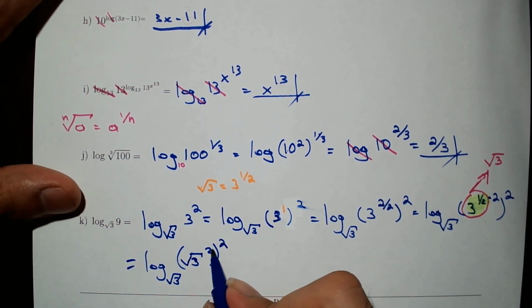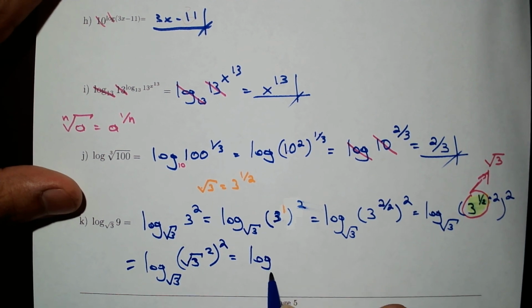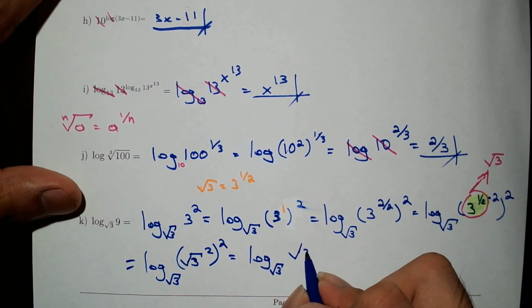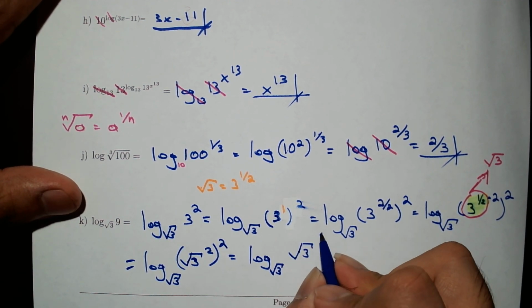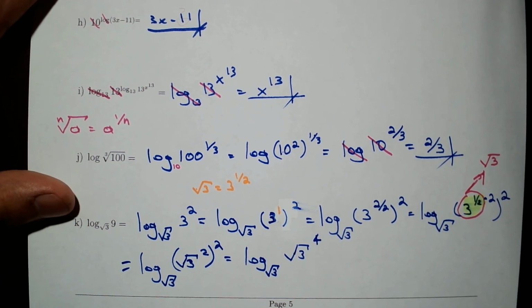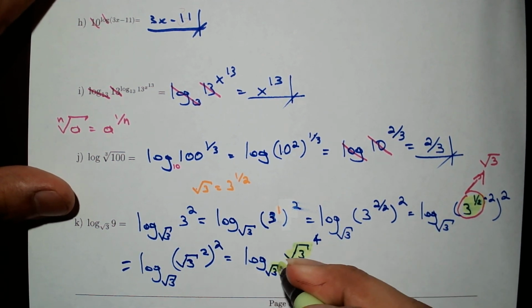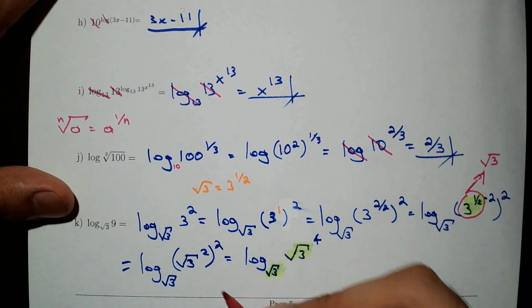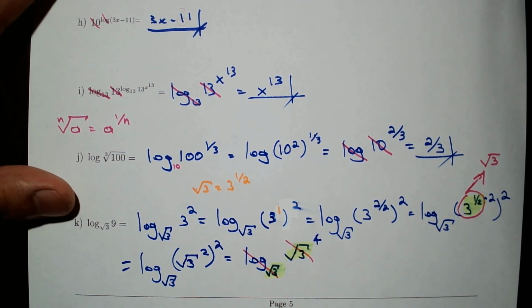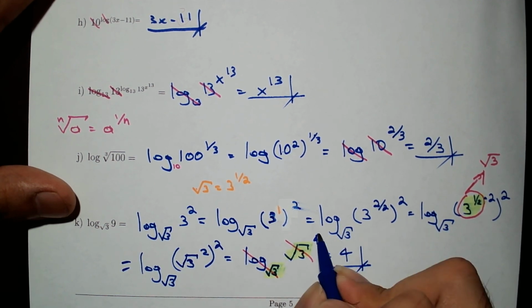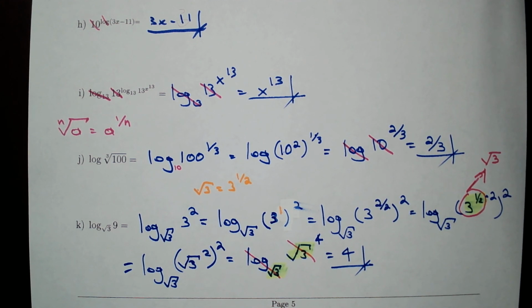And then again, the power of a power will be log base square root of 3 of square root of 3, 2 times 2 to the 4th power. And after some magic with numbers here, guess what? These two bases match, which means that we are ready to cancel this out, and final answer is 4. And this is a good moment to quit, so I will see you in the next video.